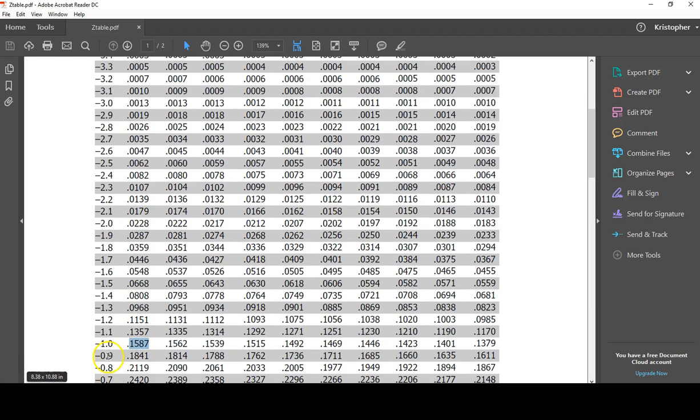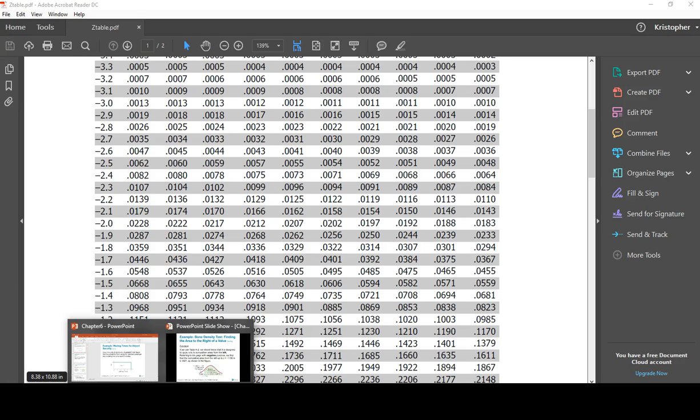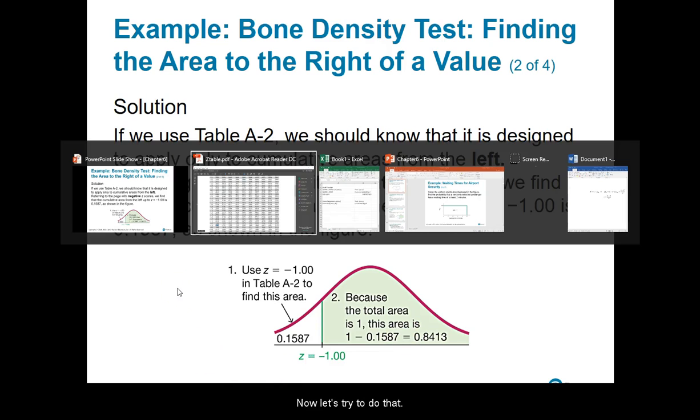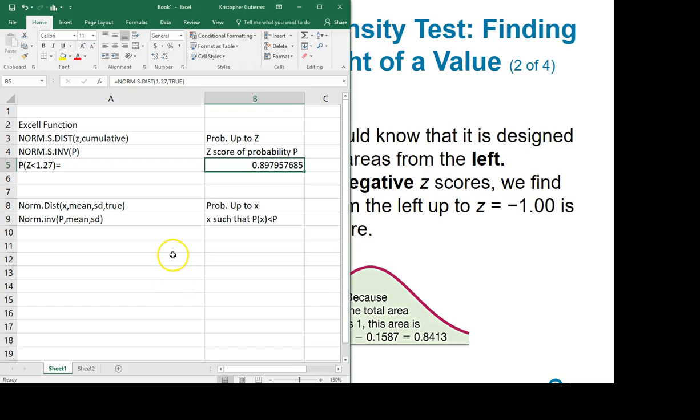So we're looking at -1, so that's 0.1587. And that gives us what they find here. 0.1587, subtract that from 1, we get 0.8413. Now let's try to do that in Excel.